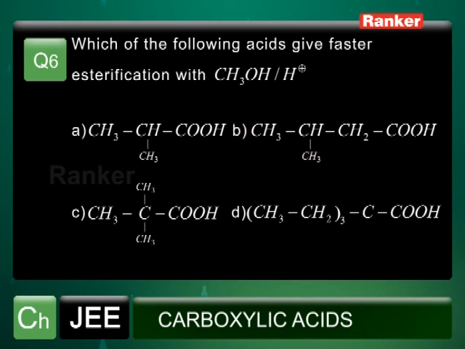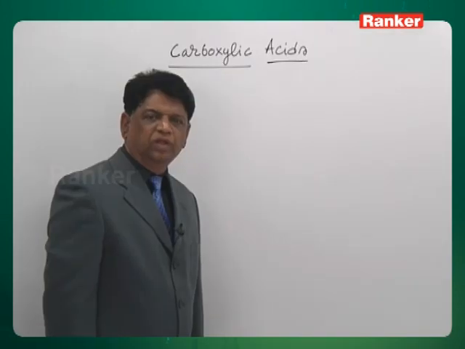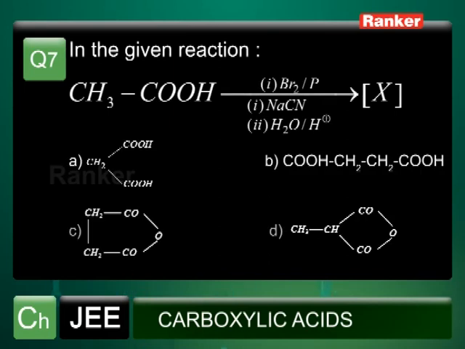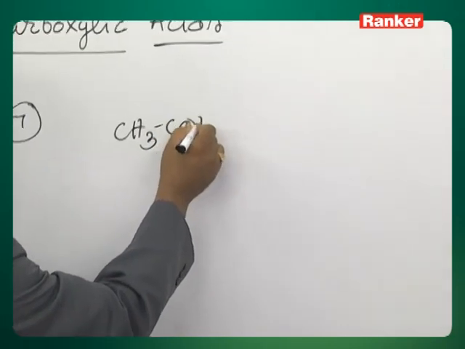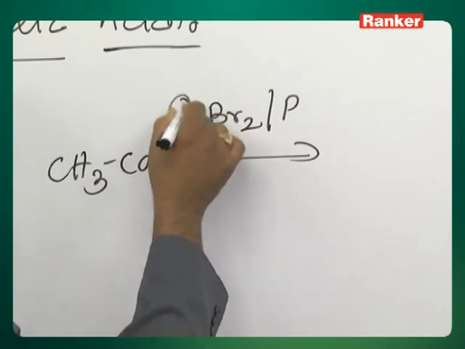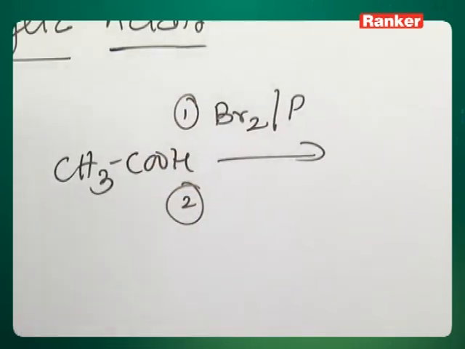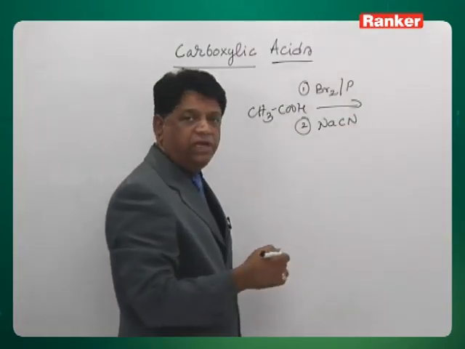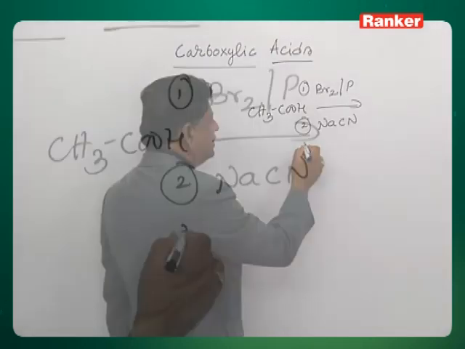Answer B, which is a primary carboxylic acid, undergoes a faster esterification. Now, let us go for question number 7. In the given reaction, acetic acid is first treated with bromine and phosphorus, followed by treatment with sodium cyanide, then finally hydrolysis.